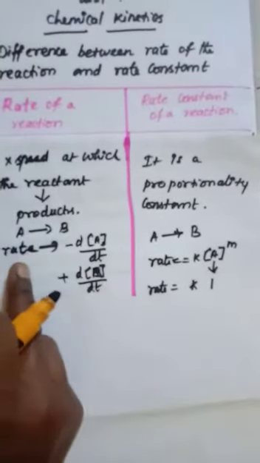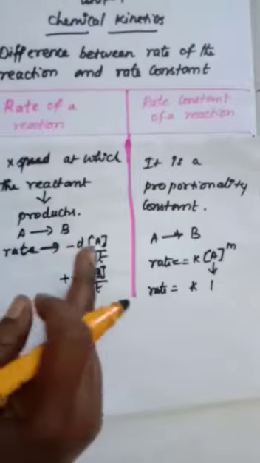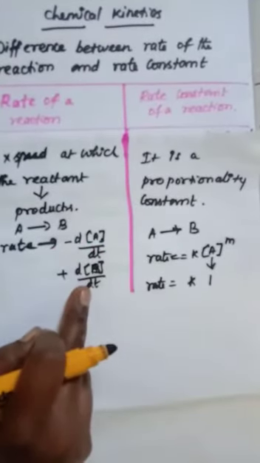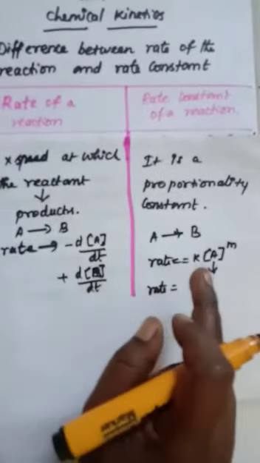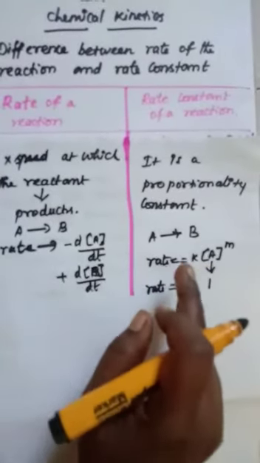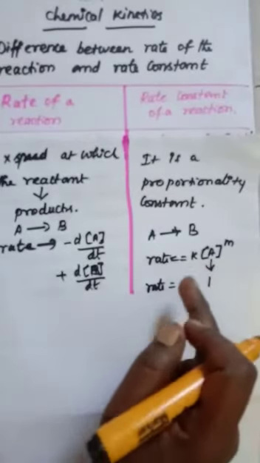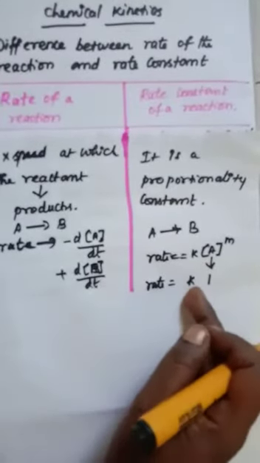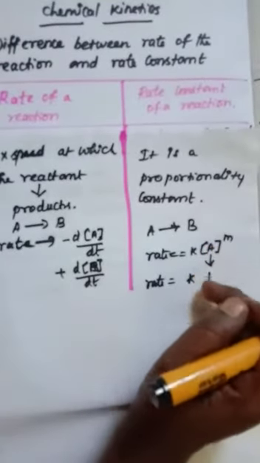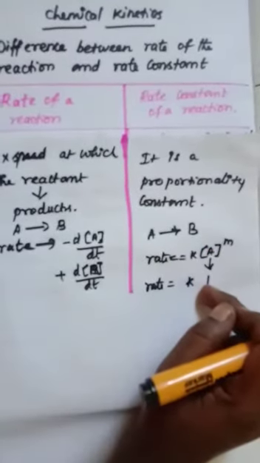See here, rate is measured as the decrease in the concentration of the reactant or the increase in the concentration of the product. But the rate constant K is equal to the rate of the reaction when the concentration of the reactant becomes unity. This is the second difference.